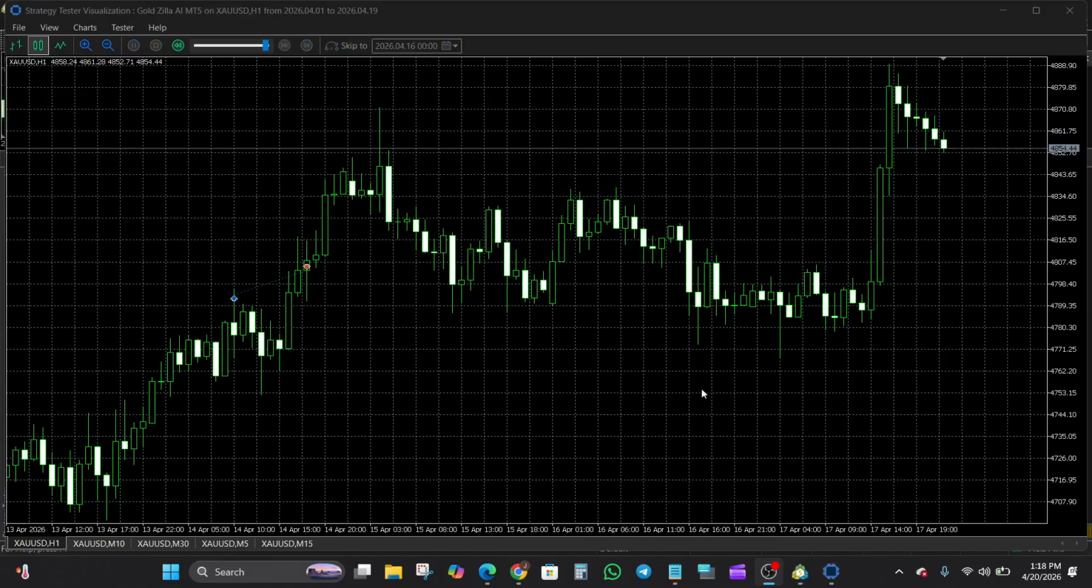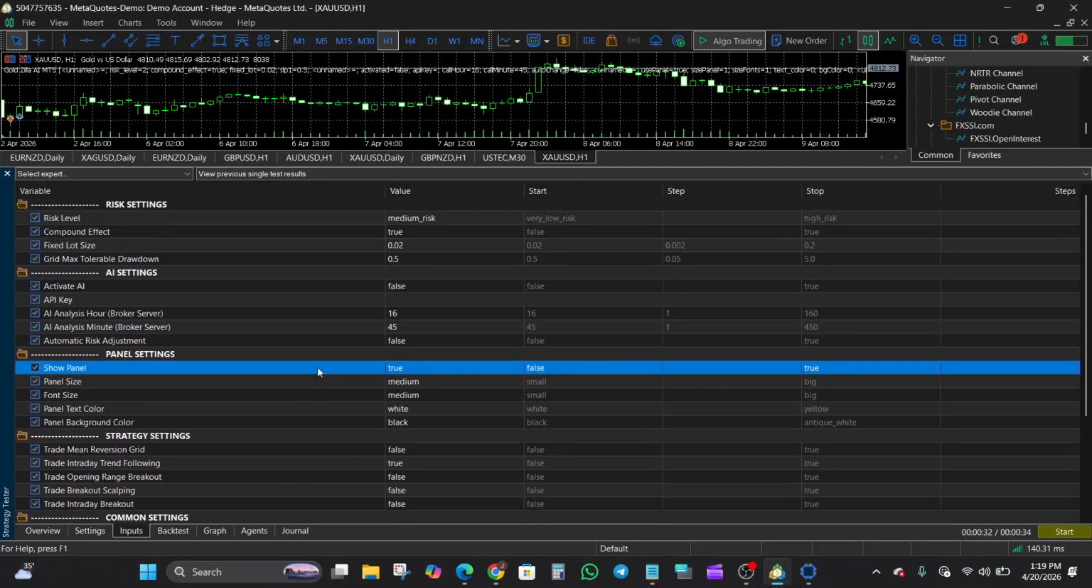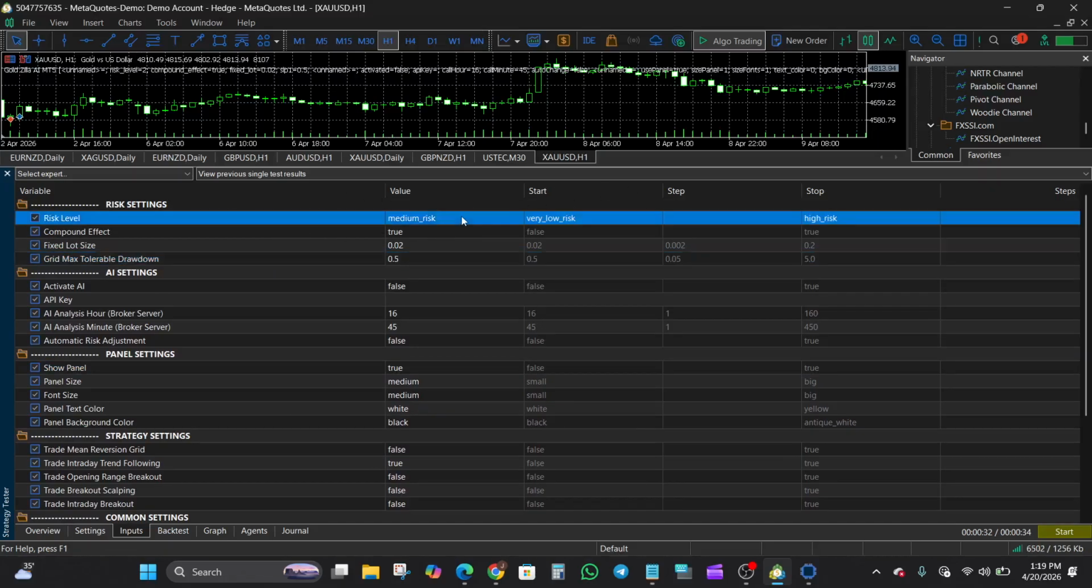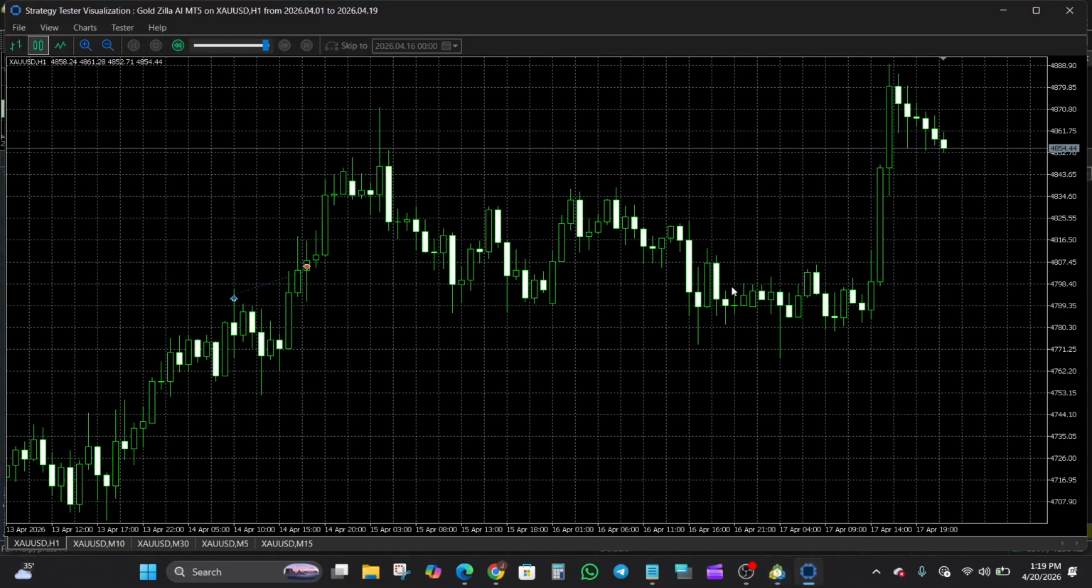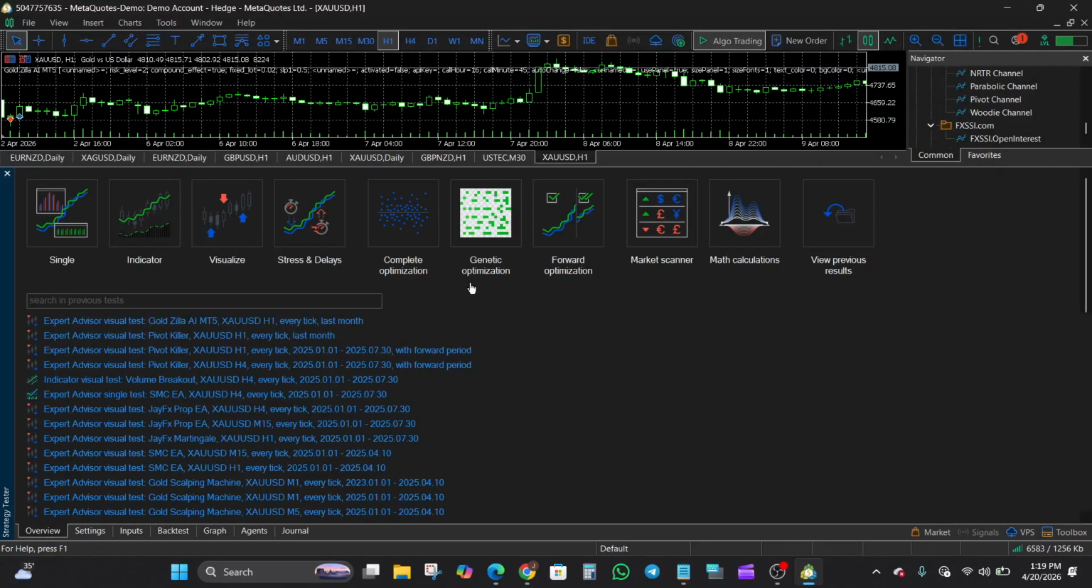Okay, so we are going to go to the results of this particular back test that we did over the past month, to know how the EA performed. So remember that if you are using this EA, you can actually adjust the risk level. You can see here we have very low risk, medium risk, and high risk. Now, the risk setting that we used for this back test, if you remember, was actually the medium.